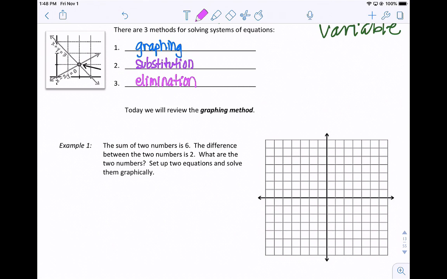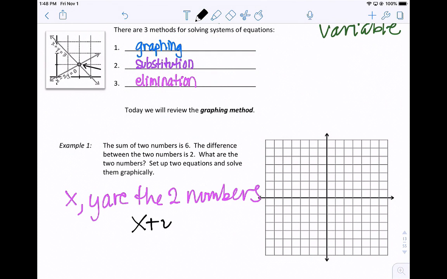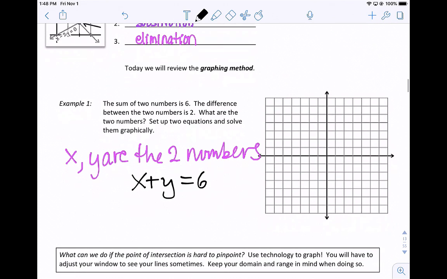So here's the first example. It says the sum of two numbers is 6. The difference between the two numbers is 2. What are the two numbers? Okay, so we can call our two numbers x and y. So let's make an equation stand for each. The sum of two numbers means add them up is 6. The difference between the two numbers is 2.